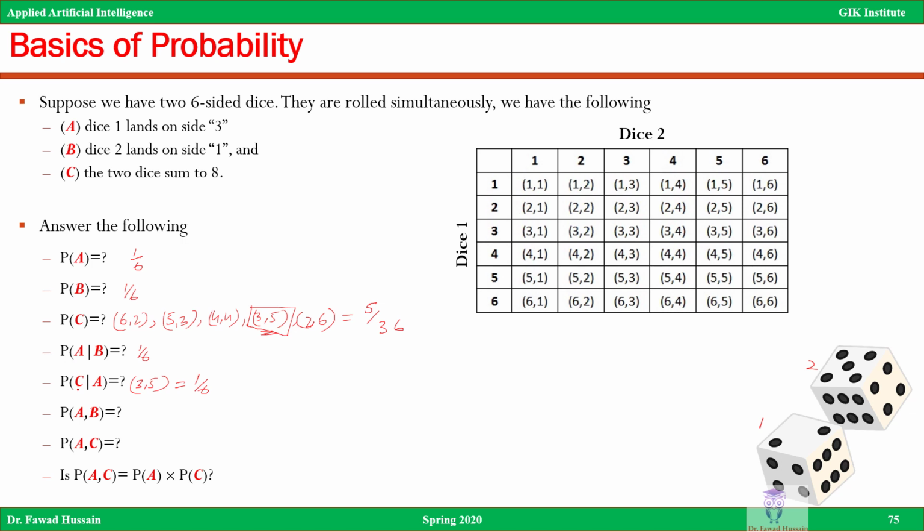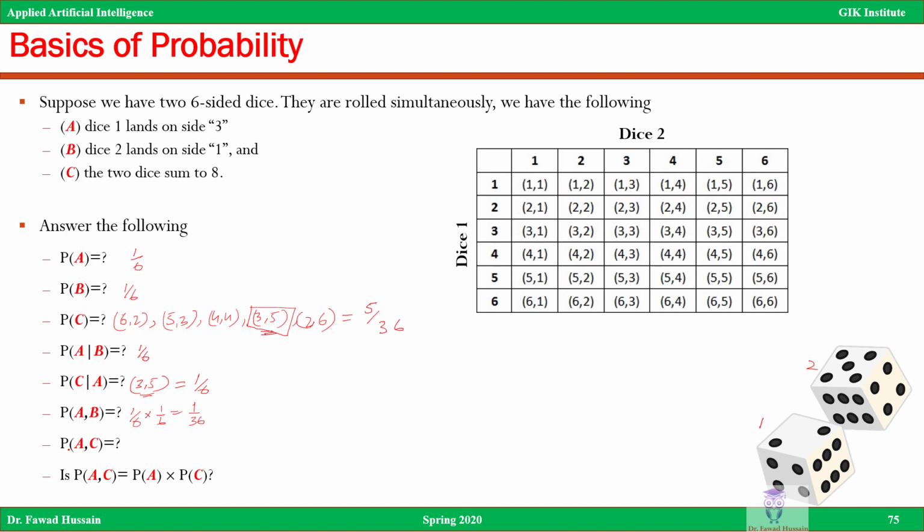So what's the probability of C given A? This is observing this scenario, and that's 1 by 6. Now what's the probability of A and B both occurring? Since these are independent events, the probability of A occurring is 1 by 6. The probability of B occurring is also 1 by 6, and since they are independent of each other, we can simply multiply them and get 1 over 36.